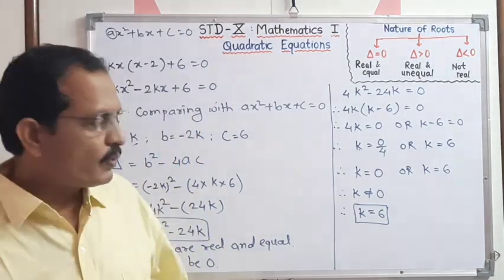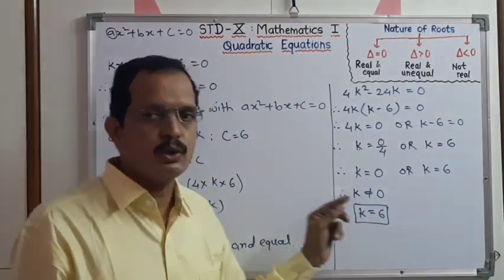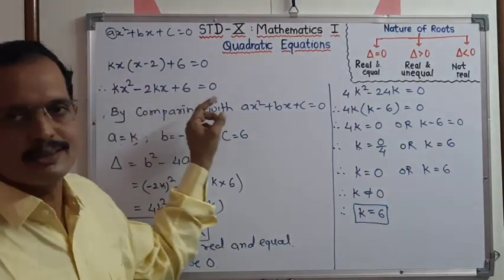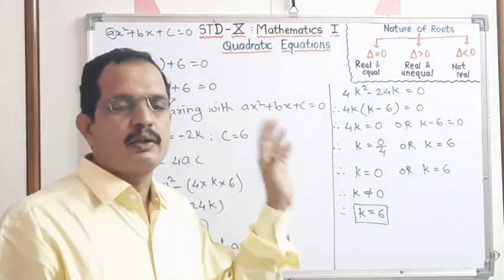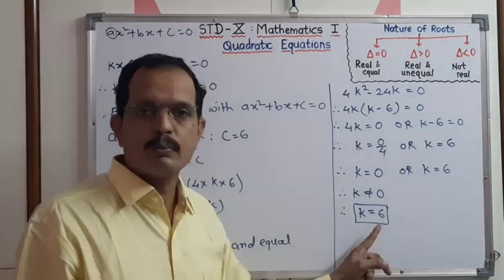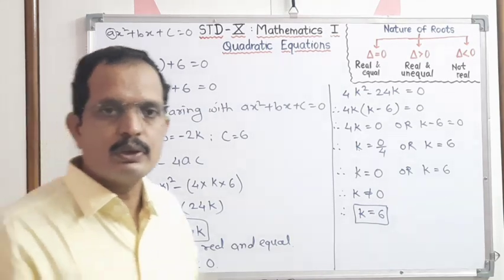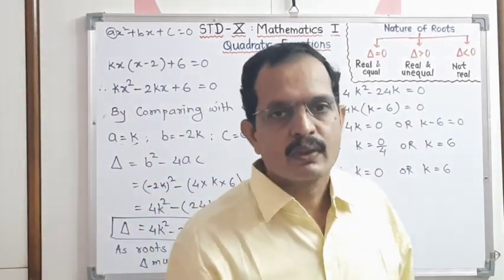All of you understand why k is not equal to 0? Because if we put k is equal to 0, then this equation will not remain a quadratic equation, and therefore k is not equal to 0. Therefore, the value of k is equal to 6. I think everyone understood this topic.